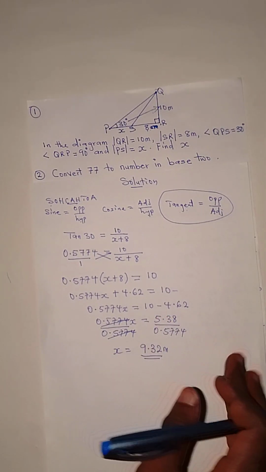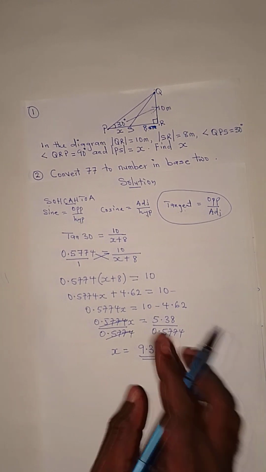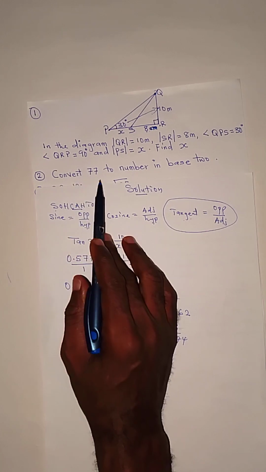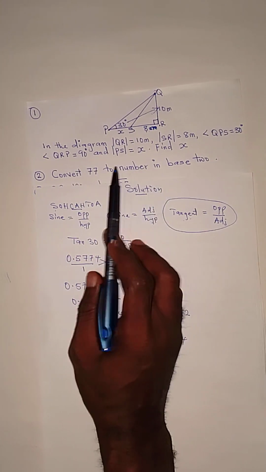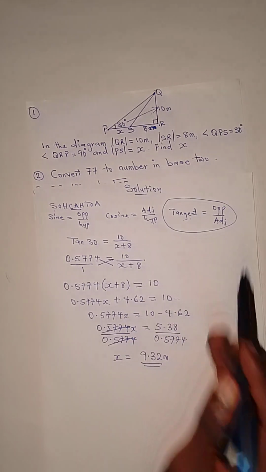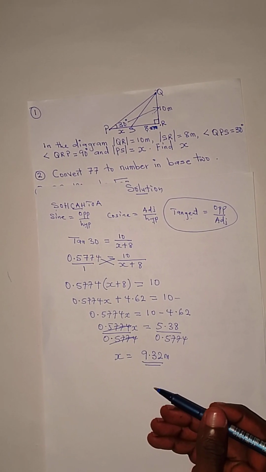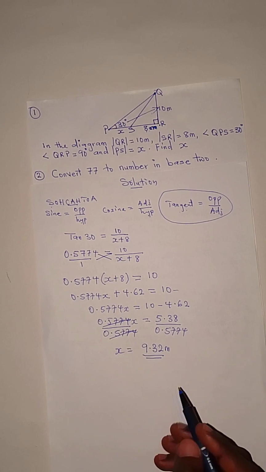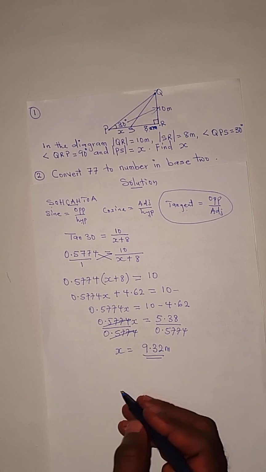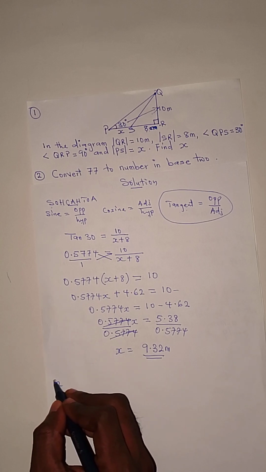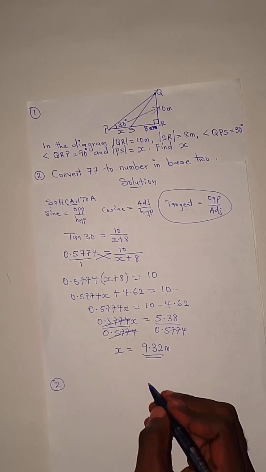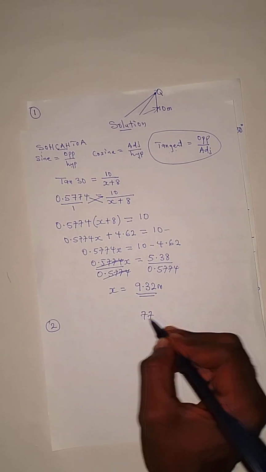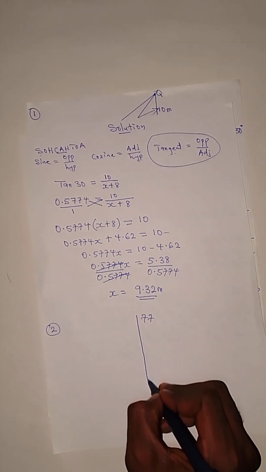Now let's look at question number 2. Question number 2 says, convert 77 to number in base 2. Now, to convert a number to base 2, you must make sure that the number is in base 10. So 77 is in base 10, so we can convert it to base 2. So what you simply do is to divide that 77 by 2, since you are converting it to base 2.